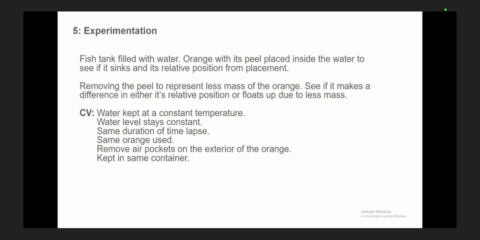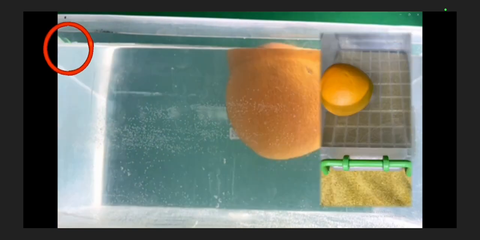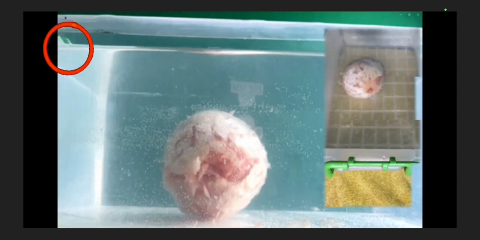Let's see. If we look at this green thing over here, we can see the water level before the orange is added. Oh, now half of the green thing is missing. Now the orange has been added. Oh, now we can see more of the green thing. So yeah, your water level didn't stay constant, did it, Flatzoid?